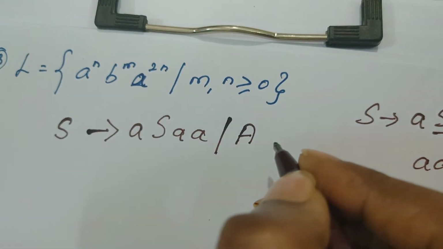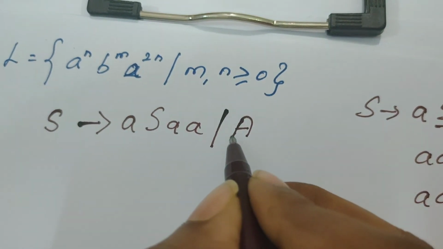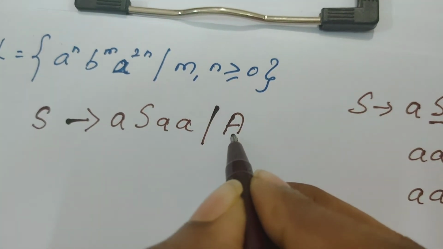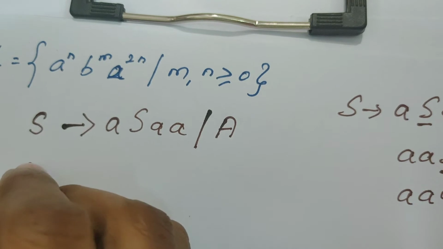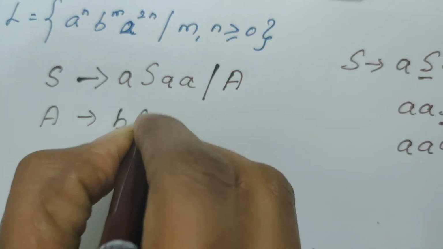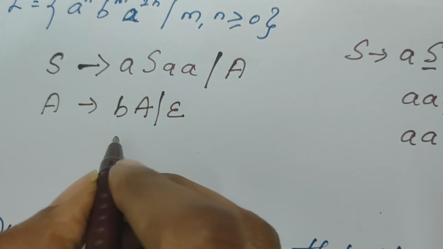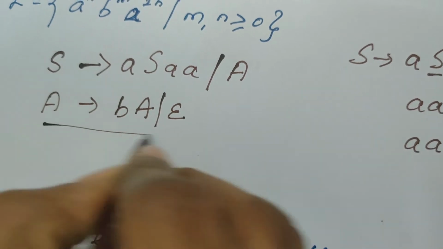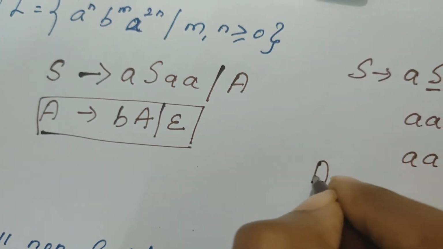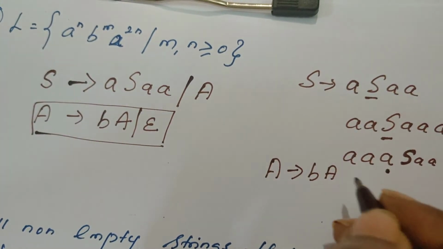You can use any variable starting from A to Z. You can use any letter. But the only thing is you have to write it in uppercase, capital letter. So now we know what this A has to do. This A has to produce any number of b's: A goes to bA or epsilon. Now let us observe only this rule. How is it producing any number of b's? A can be replaced by bA, or it can be replaced by epsilon also.